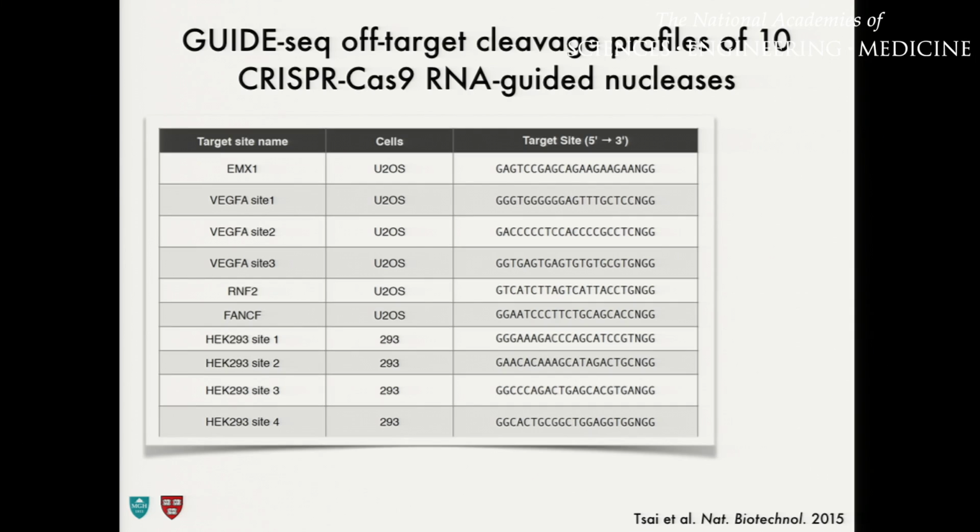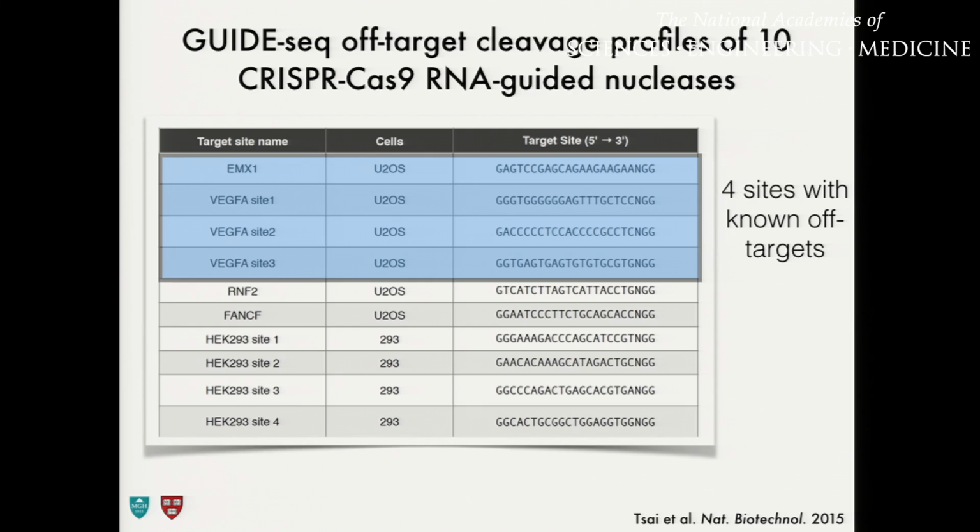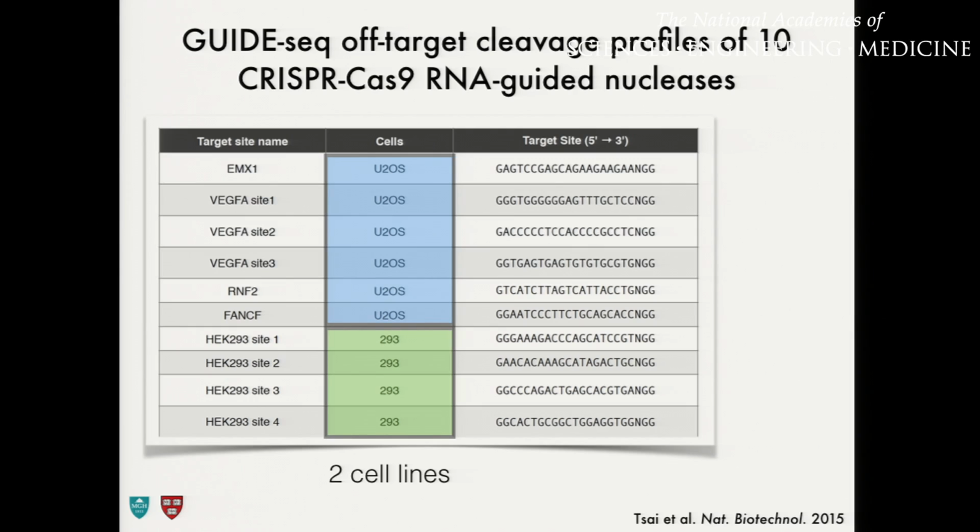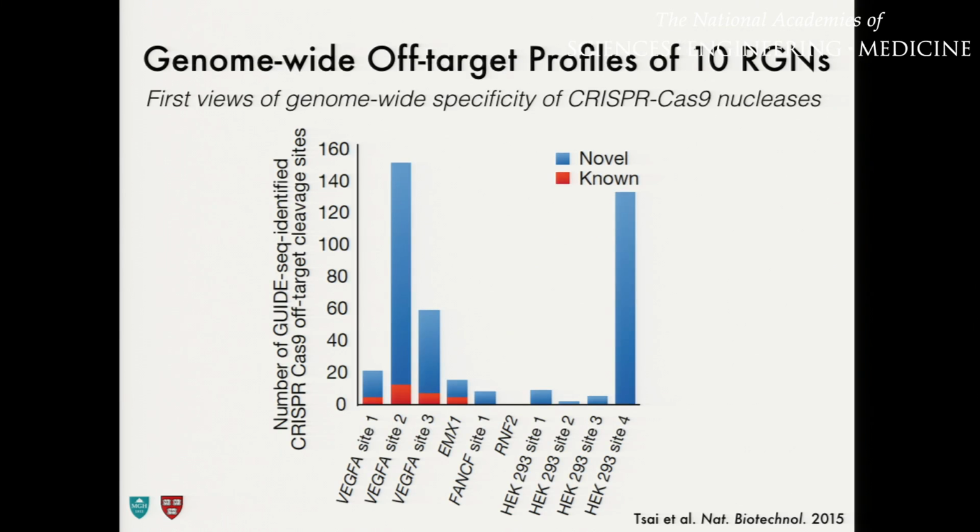Now we've done this at 10 different CRISPR-Cas9 RNA-guided nuclease target sites. We first looked at 4 sites with known off-targets that we've studied before, and we do this in 2 cell lines. This affords us the first genome-wide off-target profiles of 10 CRISPR-Cas RNA-guided nucleases. We're gratified to find that in the case of the 4 that we'd studied before, using this method, we were able to find all previously known off-targets. We're also able to find a wide variety of novel off-targets as well, so you can see a wide range of numbers there.